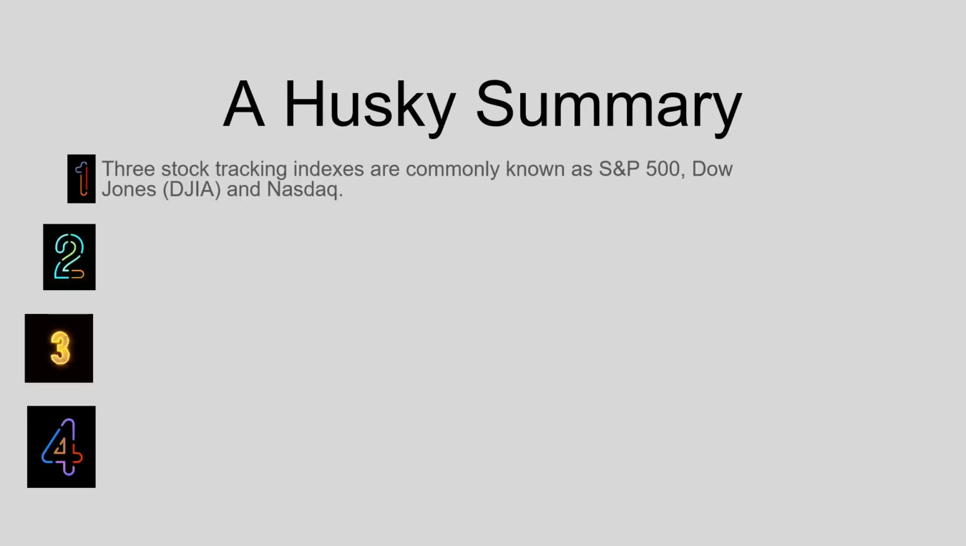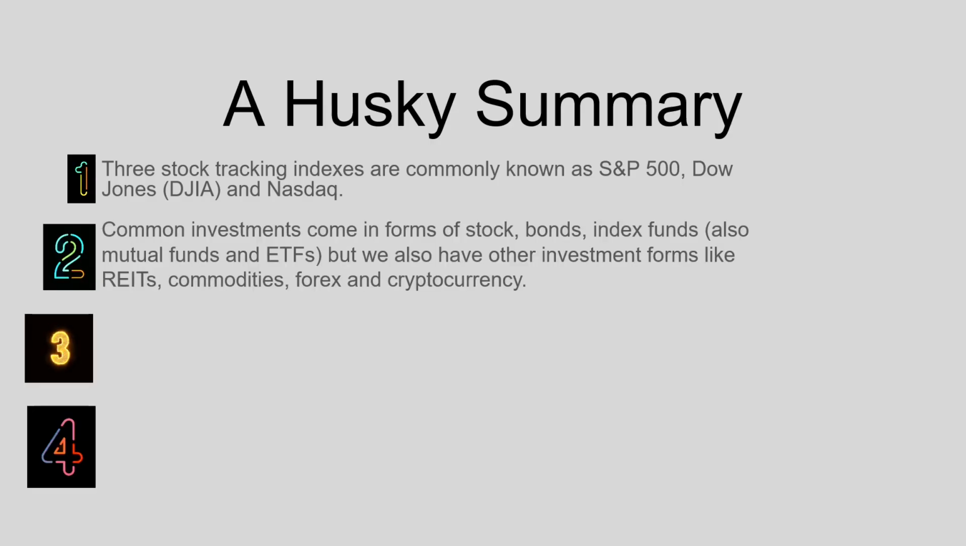So, a Husky summary. Number one, there are three stock tracking indexes commonly known as the S&P 500, the Dow Jones or DJIA, and the Nasdaq. Common investments come in forms of stock, bonds, index funds, also mutual funds and ETFs.